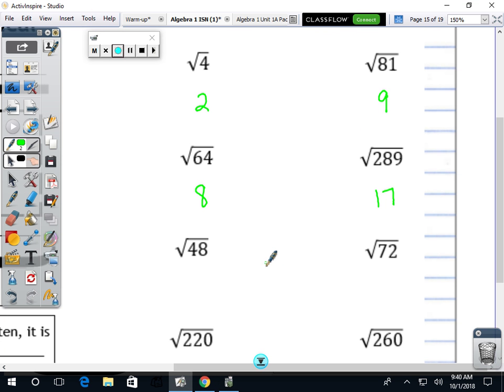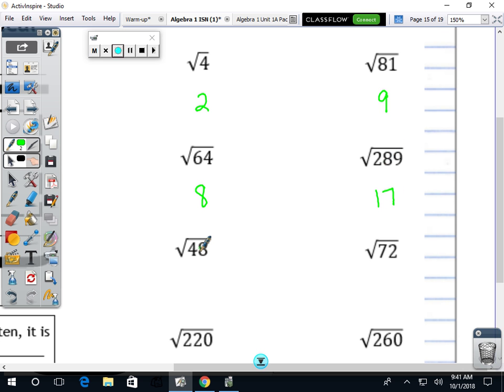Okay, now, these are all whole number answers because 4, 81, 64, and 289 are what we call perfect squares. The reason the square root of 4 equals 2 is because 2 times 2 is 4. Same thing for the square root of 81. The square root of 81 is 9 because 9 times 9 is 81. The square root of 64 is 8 because 8 times 8 is 64. And then the square root of 289 is 17 because 17 times 17 is 289.